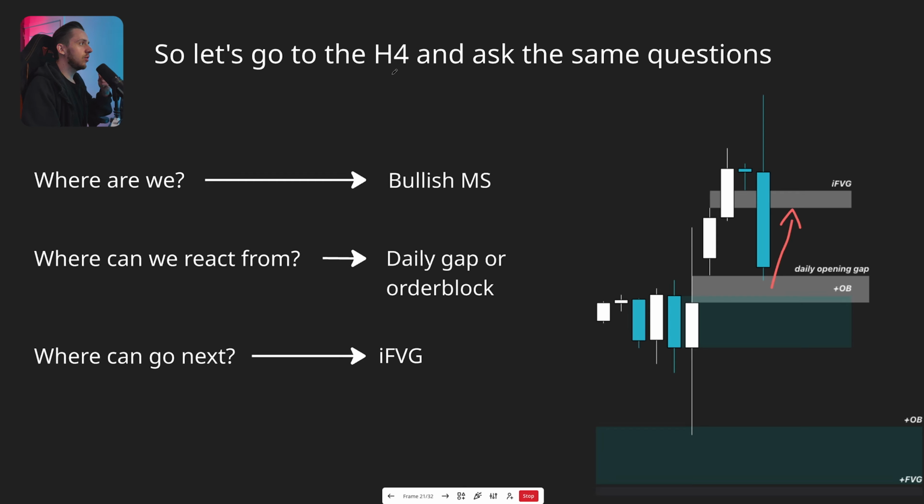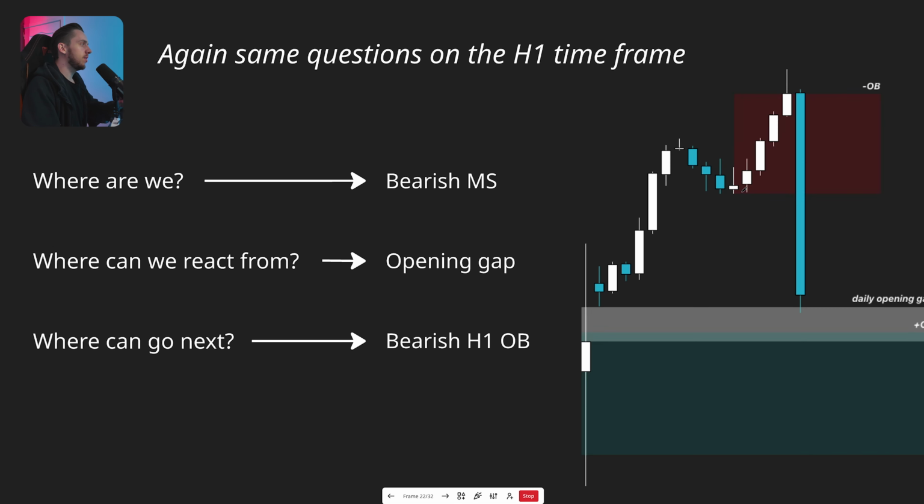You can see already that your 4-hour time frame is giving you mixed signals, where you're overall bullish, but you're starting to disrespect bullish PD arrays and turning them into bearish PD arrays. But don't worry, because we're going to go into the lower time frame now. Same questions again, but on the 1-hour time frame. Where are we? We are currently on bearish market structure because we closed below this level. Where can we react from? Again, we can react from this daily opening gap or even this order block down here. And from this gap, where can we go next? That would be this bearish order block right here, which would also align with the 4-hour inverted fair value gap.